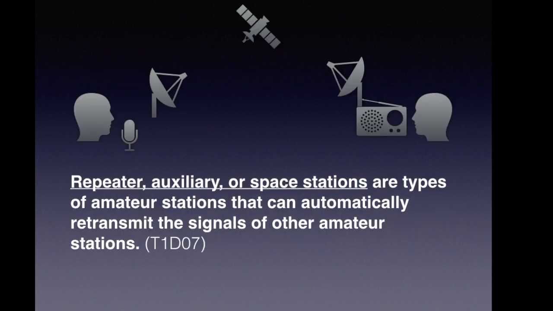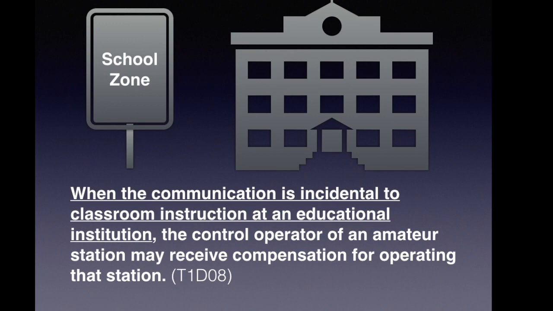As we talked about before, when we're talking about repeaters, there are types of stations that can automatically retransmit signals. There's also auxiliary stations or space stations. Space station or satellite is really just a repeater. It's orbiting the Earth, or hopefully at some point in time we'll have some in stationary orbit. But the question reads, repeater, auxiliary, or space stations are types of amateur stations that can automatically retransmit the signal from another amateur station. I believe we've covered this one already.